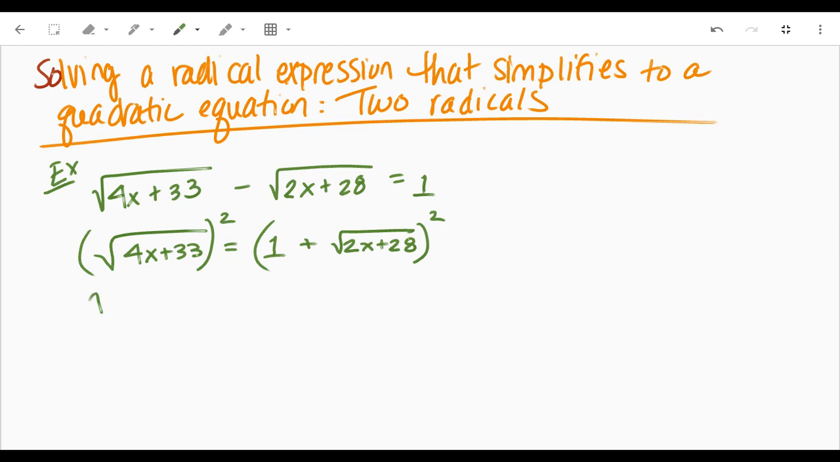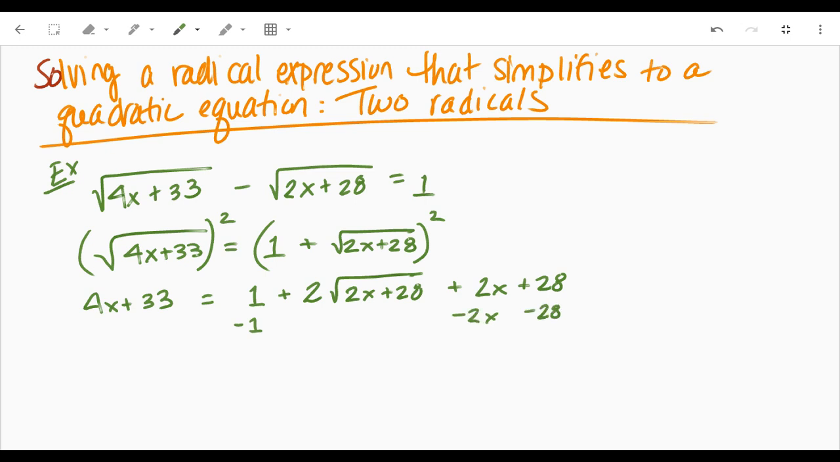So when I square the left-hand side, good, it's 4x plus 33. When I square the right-hand side, okay, remember I square the first term plus 2 times the first term times the second term, and then plus the last term squared. So what that's done now is gotten rid of one of my radicals. Okay, so now I isolate the one that's left. So I'm going to subtract the 1, subtract the 2x, and subtract the 28. Okay, so I'll have 2x, and then 33 minus 28 would be 5, and then minus 1 would be 4.